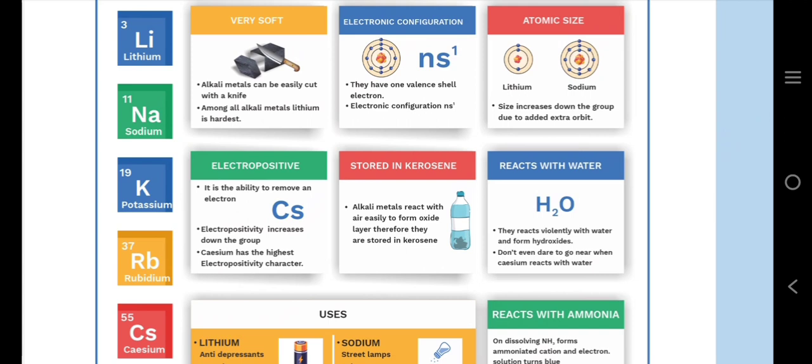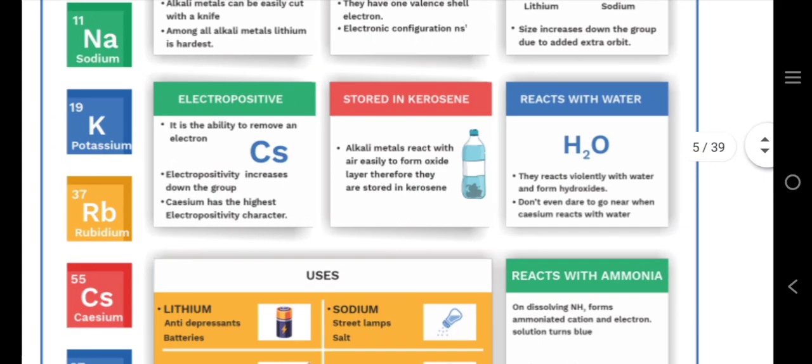Electropositive. It is the ability to remove an electron. Electropositivity increases down the group. Cesium has the highest electropositive character. Stored in kerosene oil. Alkali metals react with air easily to form oxide layer, therefore they are stored in kerosene oil. Reaction with water. They react violently with water to form hydroxides.